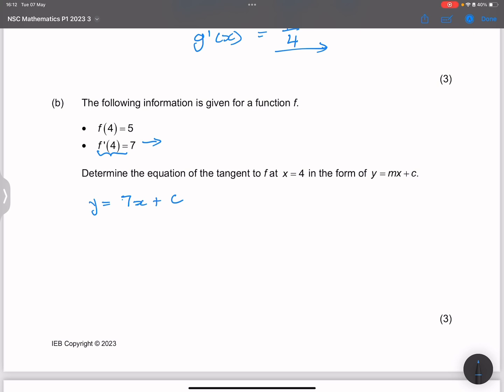But we know that when x is 4, y is 5. So I'm going to substitute that point (4, 5) there. Y is 5 when x is 4. So to get the c value, 7 times 4 gives us 28. If we take that to the other side, negative 28 plus 5 gives us negative 23. That's our c value. So the equation will be y is equal to 7x minus 23.